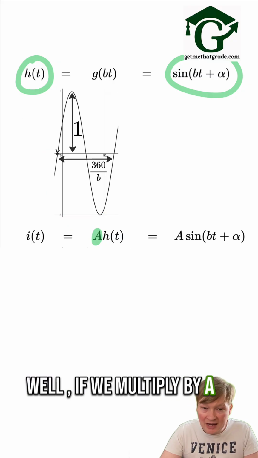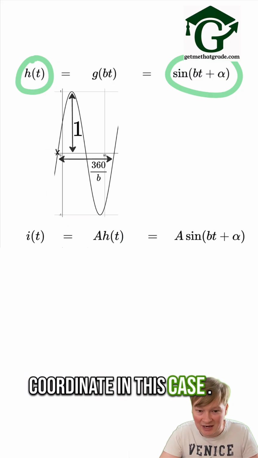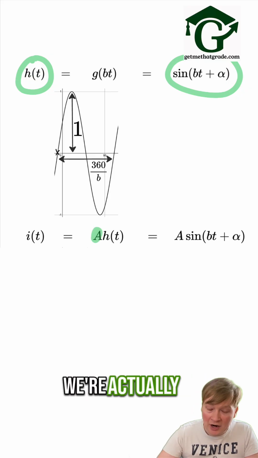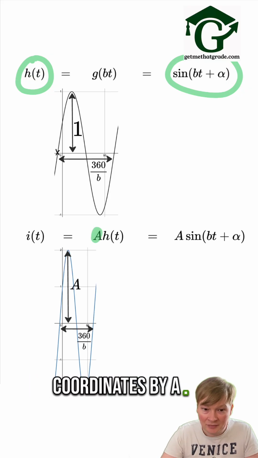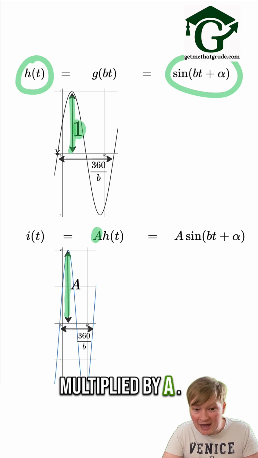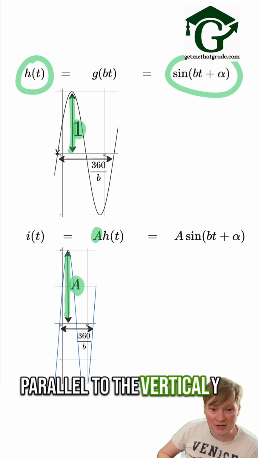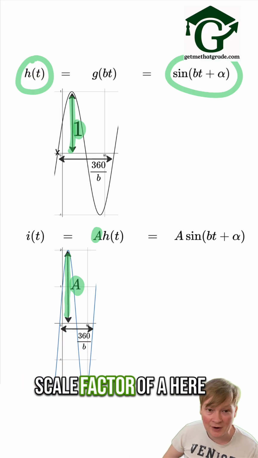Well, if we multiply by a on the outside of these brackets, it's actually affecting the y-coordinate, the h-coordinate in this case. And it does what it says on the tin. We're actually multiplying all of the y-coordinates by a. So that means that the amplitude of the graph, which was 1, now gets multiplied by a. 1 times a is a. So the graph gets stretched parallel to the vertical y-axis, the h-axis, by a scale factor of a here.